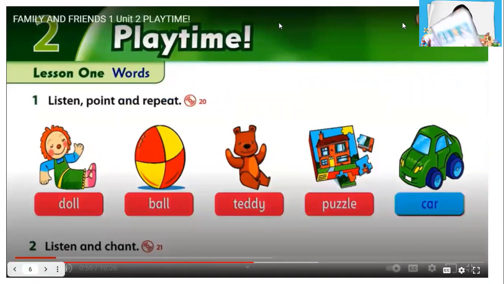Now, please open on page 16. Everybody, page 16. Please open on page 16 and listen and say the words. Are you ready? Okay, please listen.